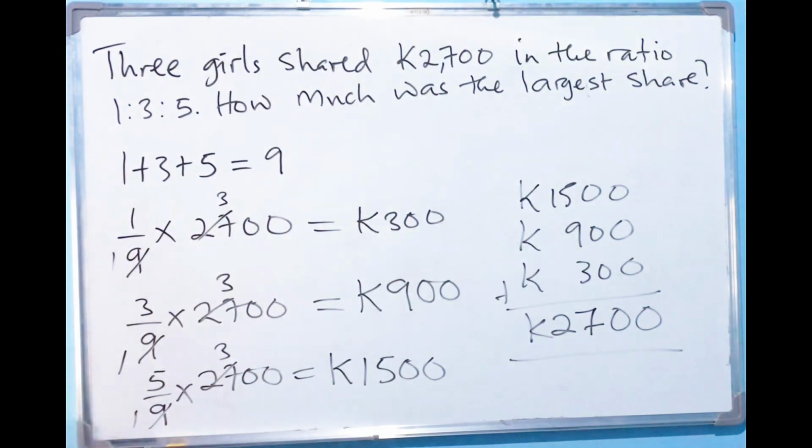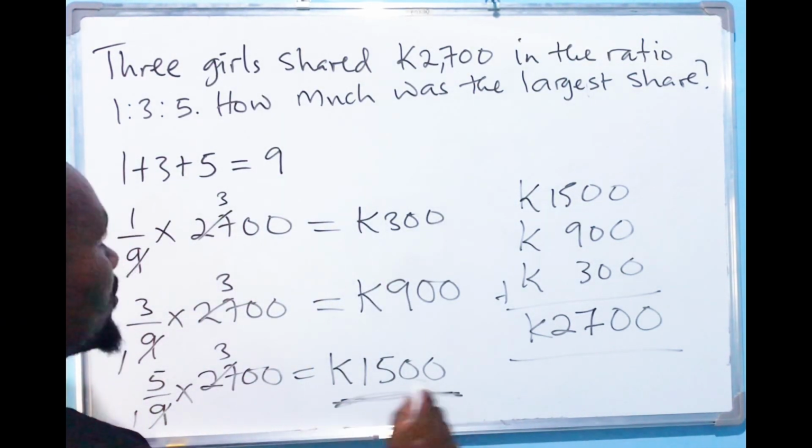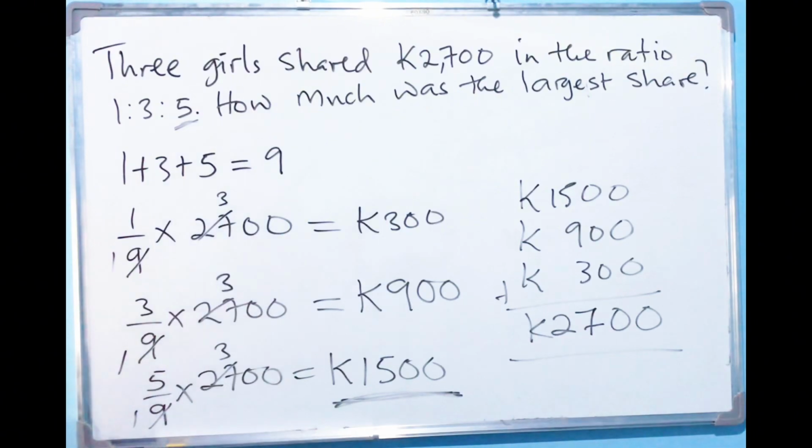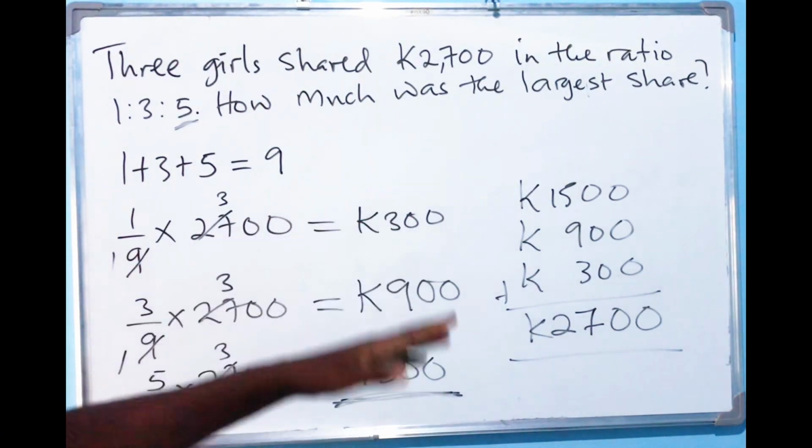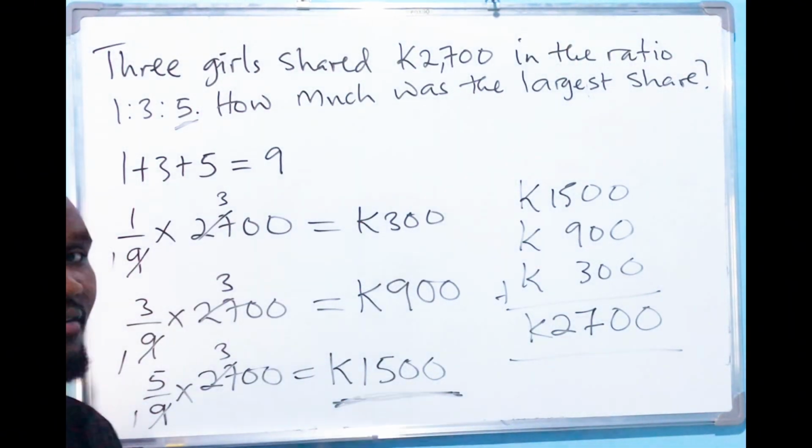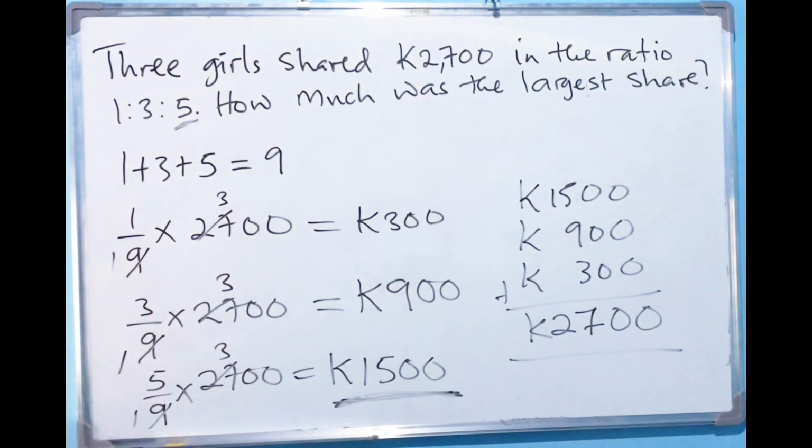So from this, you can tell that the one that had the ratio of 5 got the largest share. How much was the largest share? The largest share was 1,500. So this is how you find the shares using ratios given this kind of question.